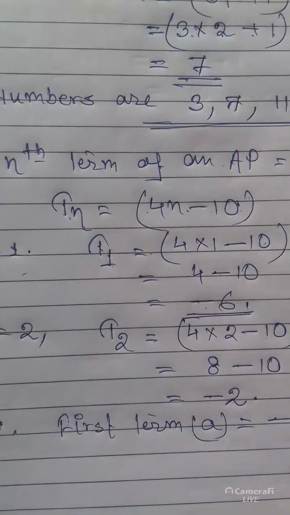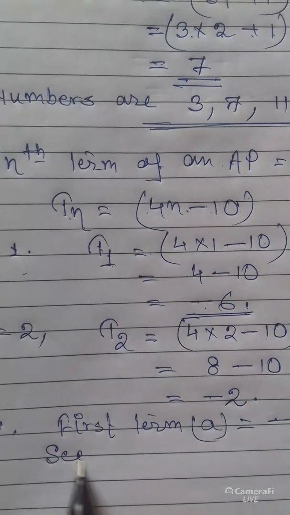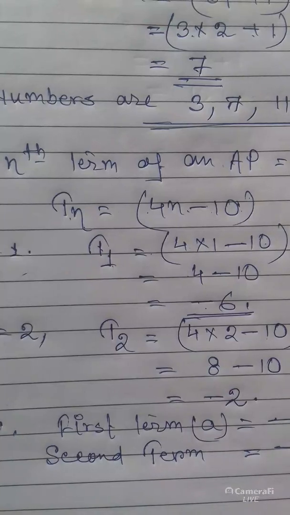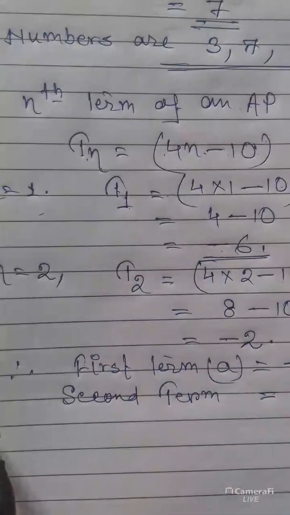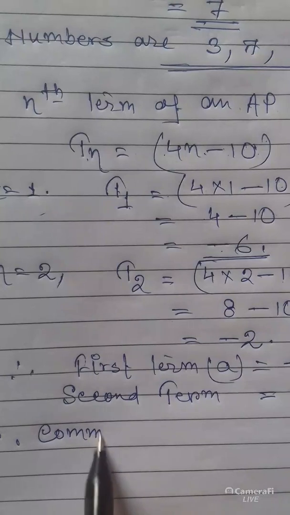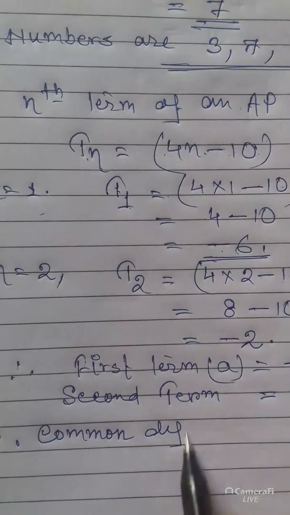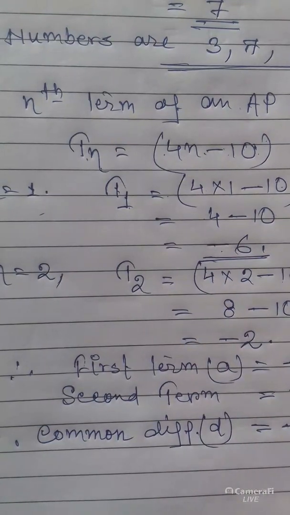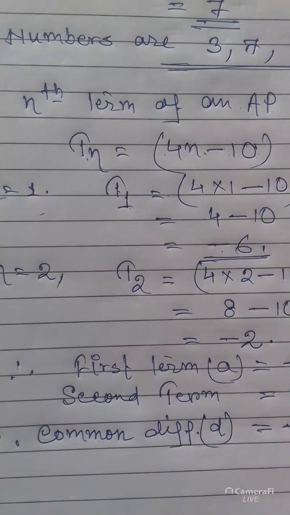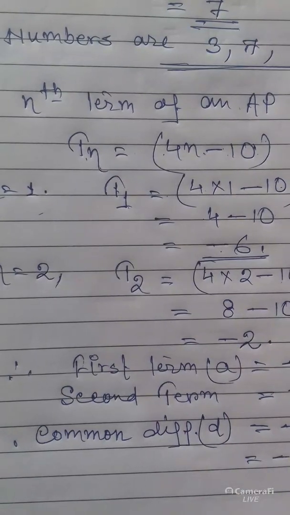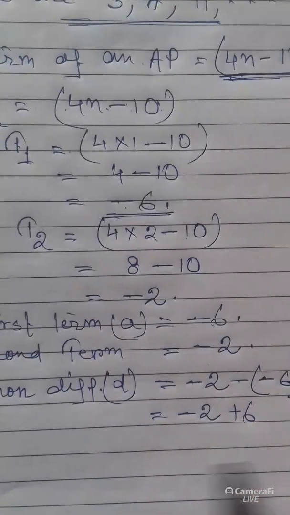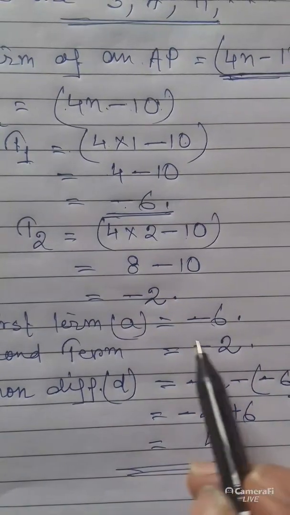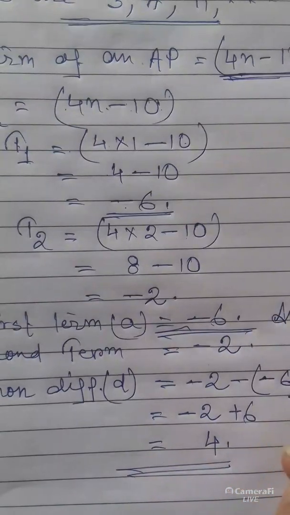Here first term A equal to minus 6. Second term T2 equal to minus 2. Therefore common difference. We know that common difference equals second term minus first term. D equal to minus 2 minus minus 6, so minus 2 plus 6 means 4. So common difference equal to 4. First term equal to minus 6.